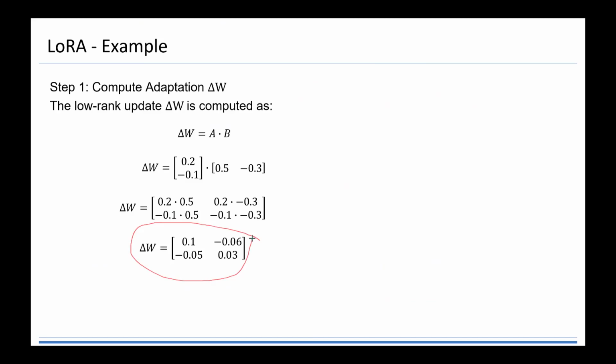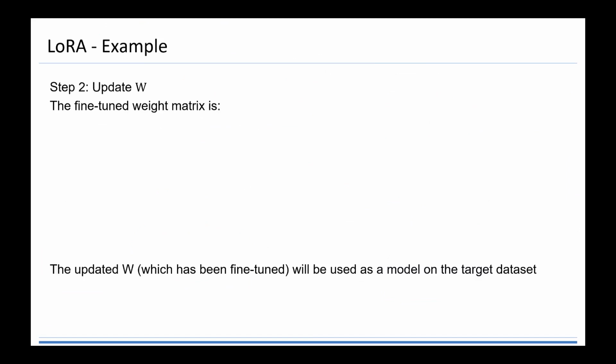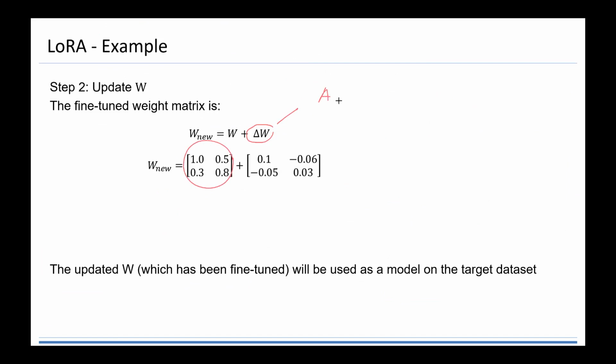Okay. After we have this delta W, we would like to update the W. Updating the W means we are going to fine tune the weight matrix. We fine tune the weight matrix using the low rank. So the new W will be the existing W plus the delta W. The W is this one plus the delta W, which is given from A multiplied by B. So we just simply add those two matrices and we get the value. The new W is 1.1, 0.44, 0.35, and 0.83.